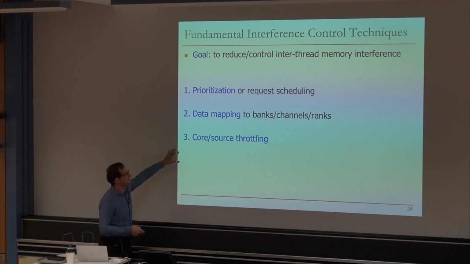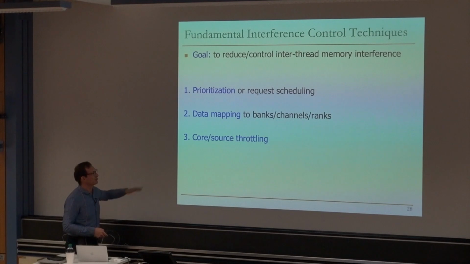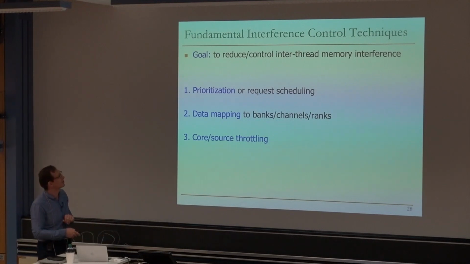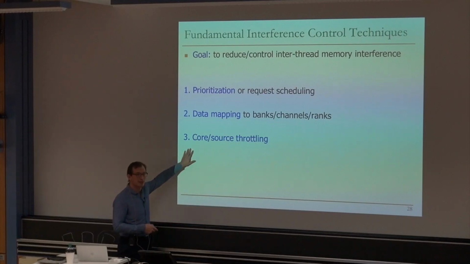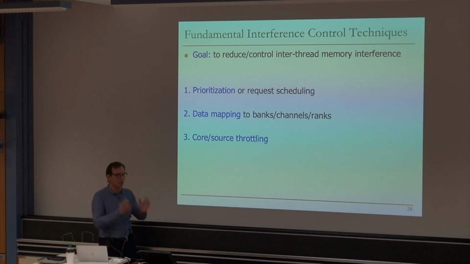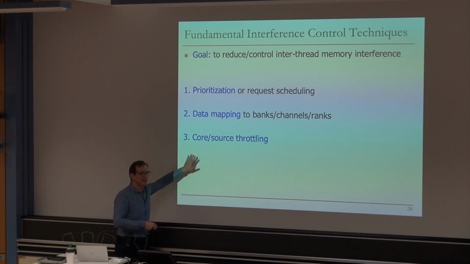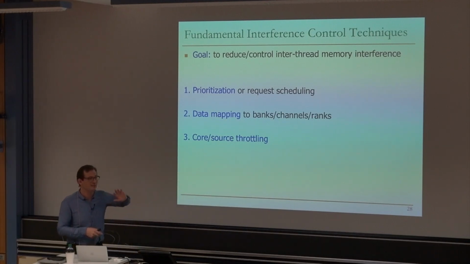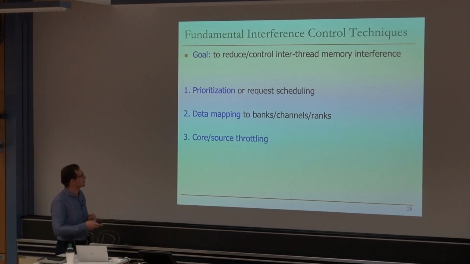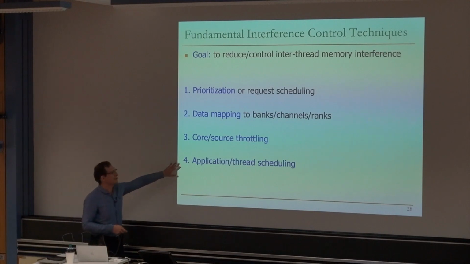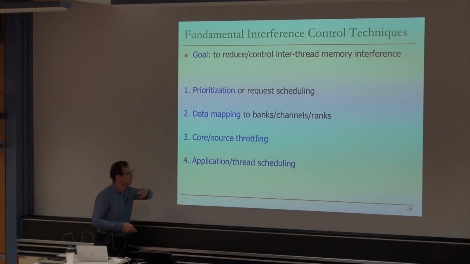So the third one is core or source throttling, which we discussed over here. You throttle the sources or the cores such that you can reduce or control interference. One of the advantages of this is that you actually reduce the load in the system because not all cores are injecting as heavily. And reducing the load can actually make life easier, meaning that you don't saturate the resources. And the last one is application thread scheduling, and we're going to talk about that as well.